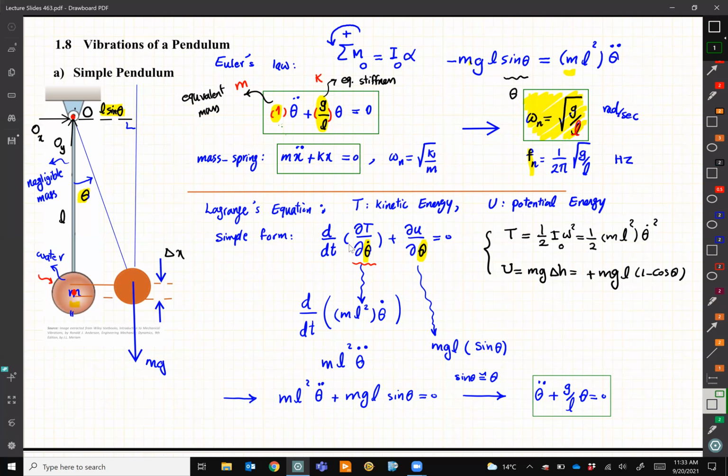The good thing about the Lagrange equation is no free body diagram. We don't need to worry about the forces, directions, or getting confused. But it has derivatives, which is not really a big deal. In some problems, this method is easier; in some problems, Euler's or Newton's law is easier. It depends on the problem. I put a lot of practice problems for you to practice both methods, so making derivatives and solving problems becomes second nature for you.